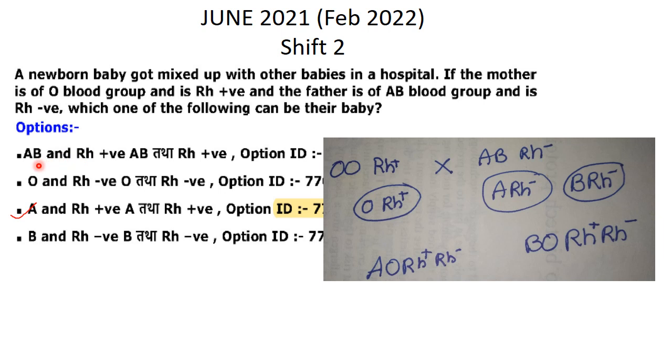So the first option is AB and Rh positive. It cannot be AB. Then if you see O, it cannot be O. If you see A, yes, it can be A, Rh positive. So the answer here is option C, that is A and Rh positive. It cannot be B and Rh negative.